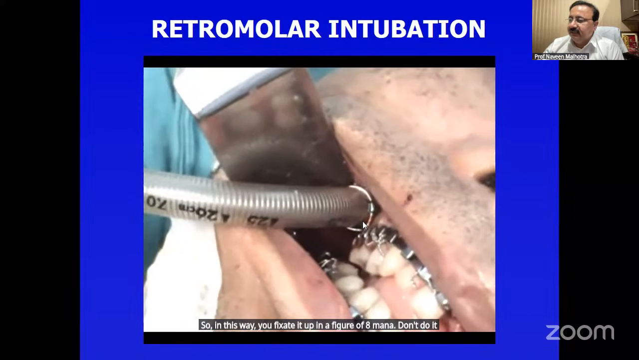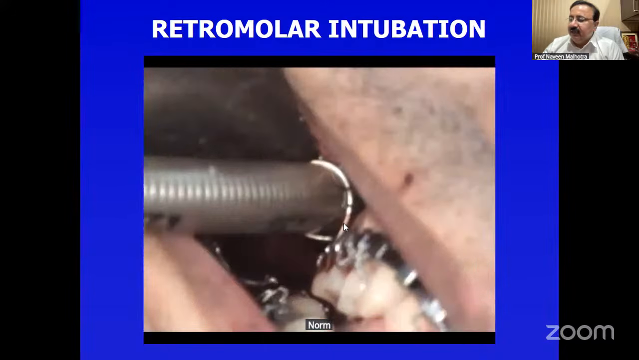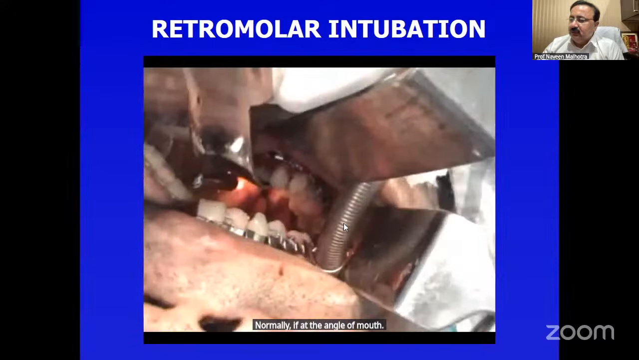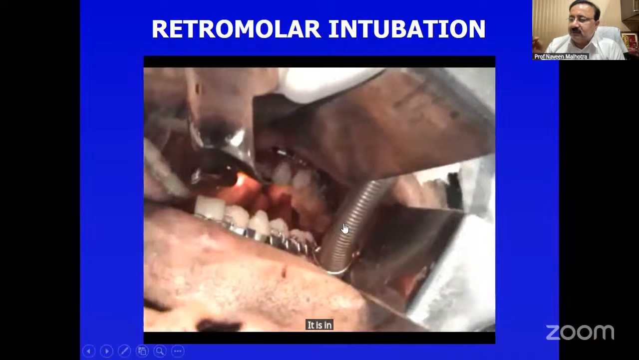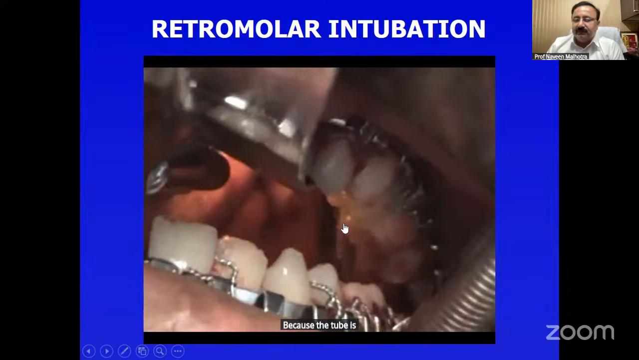Don't do it too tightly. And if you can see, the number here is 23. Normally, at the angle of mouth, in orotracheal intubation it is 21. It will be 2 centimeters more because the tube is going to take a curve.